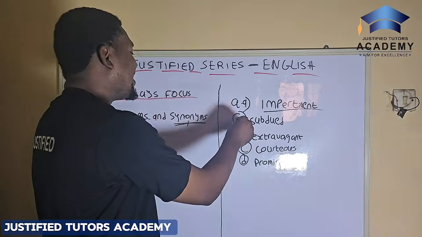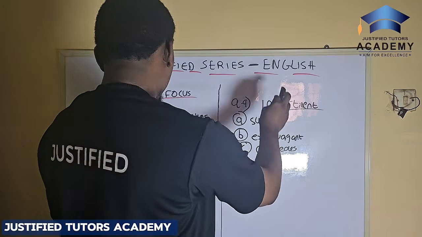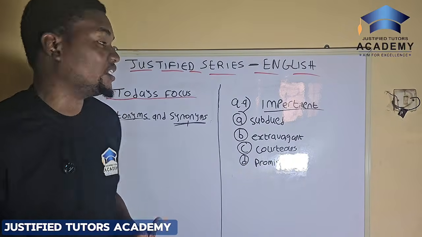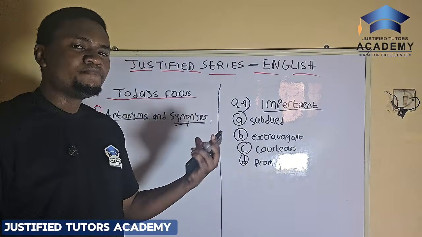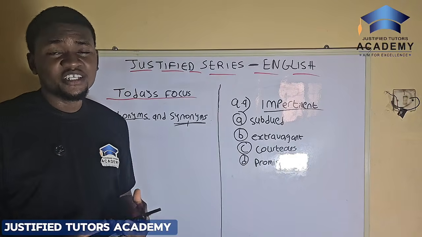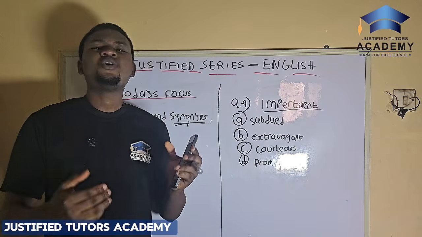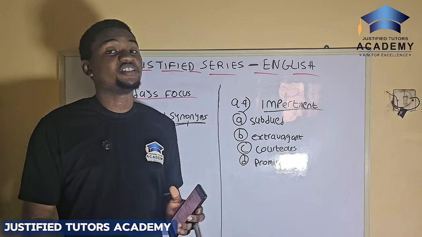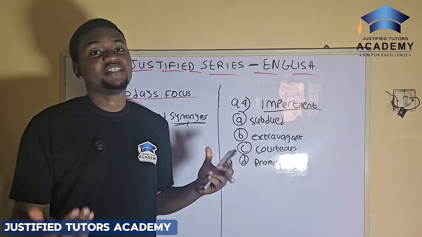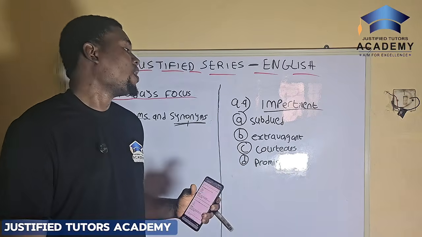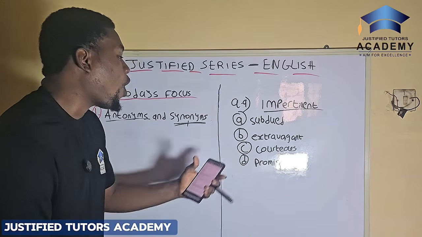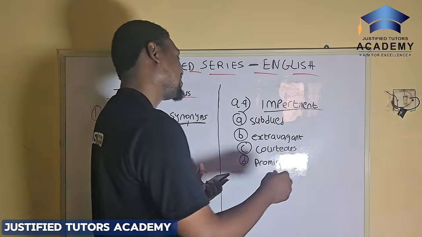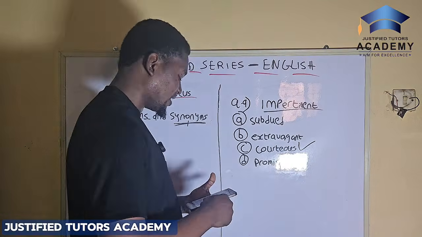Which of these words is opposite in meaning to the word impertinent? The first thing you need to do is ask yourself the same question again. What does impertinent mean? Impertinent means to be rude or disrespectful. So if you're a rude person, I can call you impertinent. I can say Eniola is impertinent, same thing as saying Eniola is rude. That's just an example. But which of these options is opposite in meaning to the word impertinent? The answer is C. The answer is C.